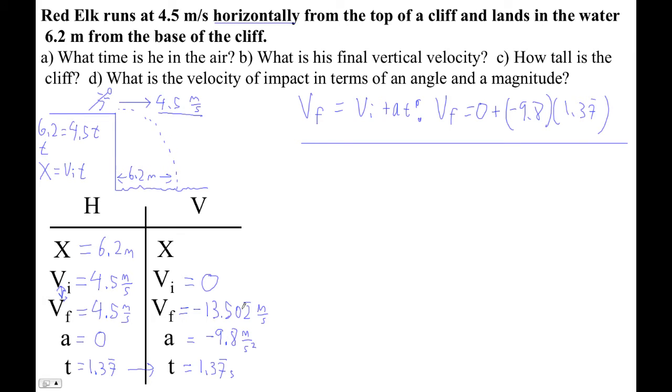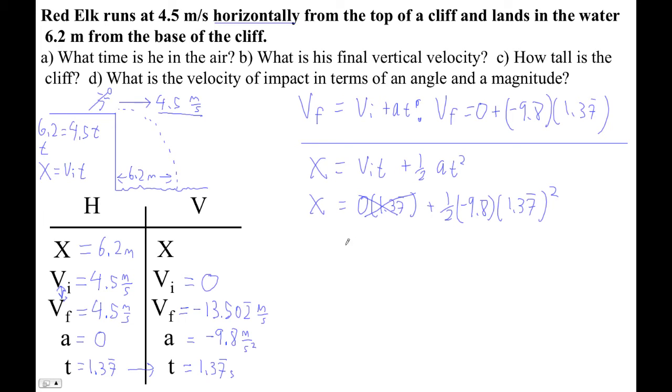All right, so let's see. Okay, and then let's see if I can find x. I'm going to choose to use the time to find x. So I'm going to use x is v_i t plus 1/2 a t squared. So x is 0 times 1.37 repeating plus 1/2 negative 9.8 times 1.37 repeating squared. Now, 0 times that is nothing. There's nothing there, right?